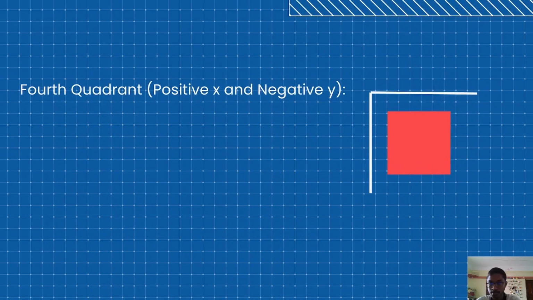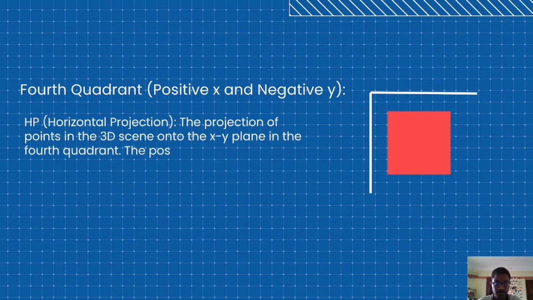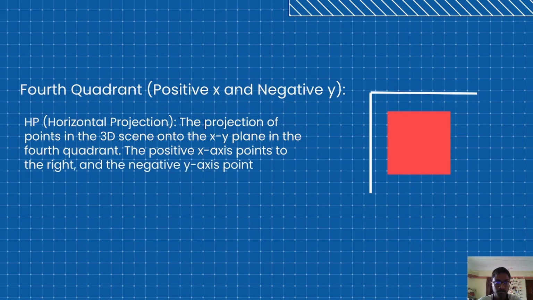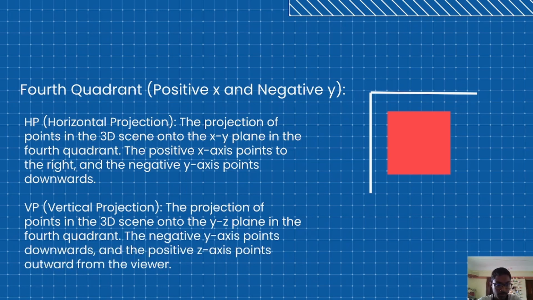Then similarly, we have the fourth quadrant, that is positive x and the negative y. For the horizontal projection, the projection of the point in the 3D scene onto the xy plane in the fourth quadrant, the positive x-axis points to the right and the negative y-axis points downwards. For the vertical projection, the projection of the point in the 3D scene onto the YZ plane in the fourth quadrant, the negative y-axis points downward and the positive z-axis points outward from the viewer.